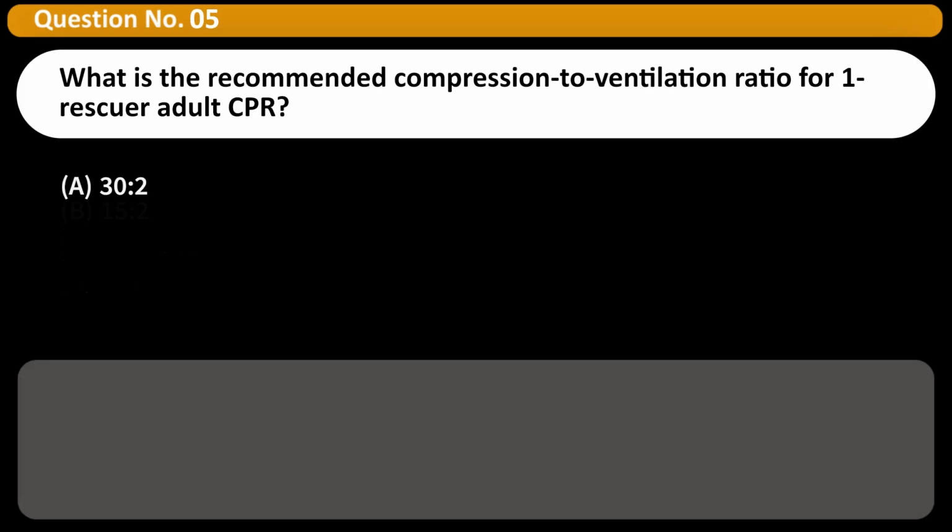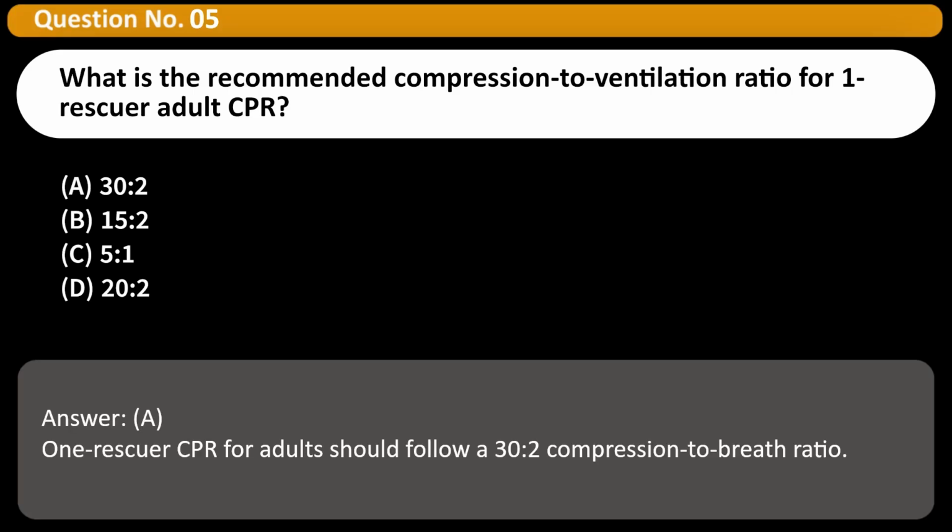What is the recommended compression to ventilation ratio for one rescuer adult CPR? A. 30:2. B. 15:2. C. 5:1. D. 20:2. Answer: A. One rescuer CPR for adults should follow a 30:2 compression to breath ratio.